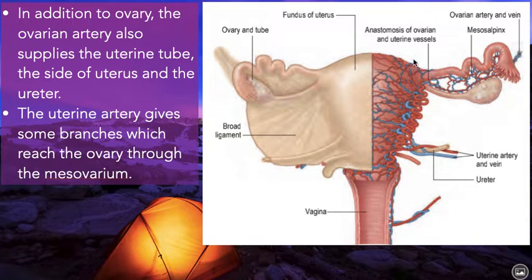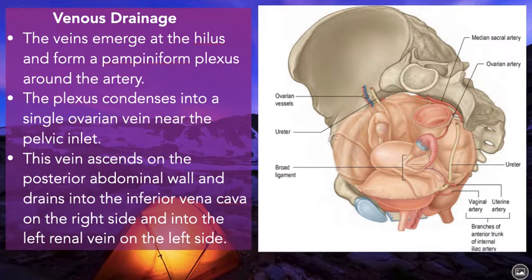In addition to the ovary, the ovarian artery also supplies the uterine tube, the side of the uterus and the ureter. The uterine artery gives some branches which reach the ovary through the mesovarium.